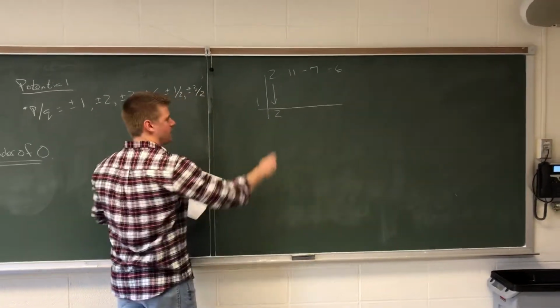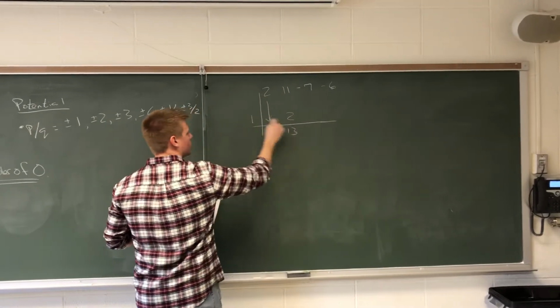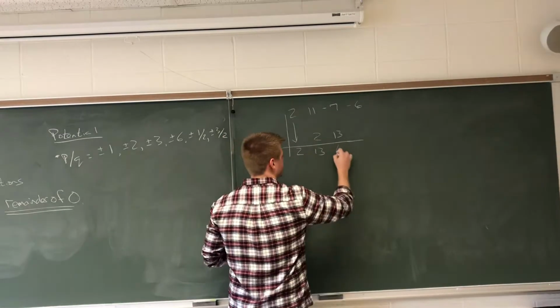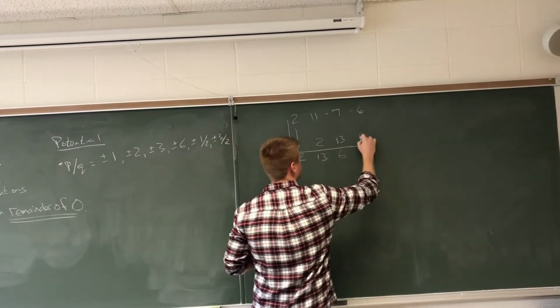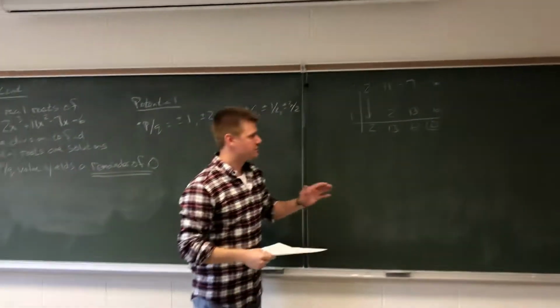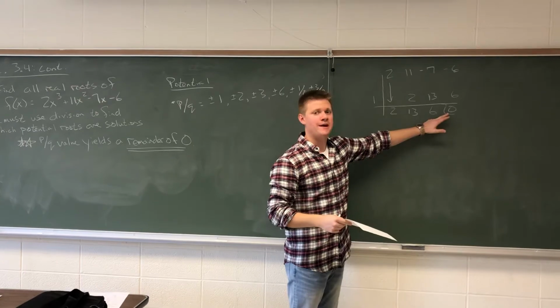Drop the first one down. 1 times 2 is 2. 11 plus 2 is 13. 1 times 13 is 13. Negative 7 plus 13 is 6. 1 times 6 is 6. Negative 6 plus 6 is 0. Which means I got what I was looking for in this case. We got a remainder of 0.